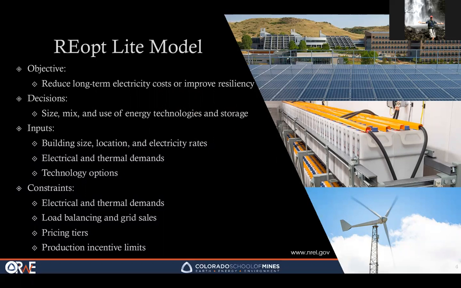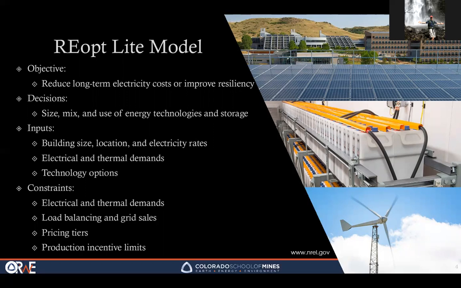The inputs of that model we talked about a little bit already, and there's a lot of constraints that go into the model. Just listing a few here are the electrical and thermal demands of your building, load balancing, different pricing tiers, both in purchasing electricity from the grid and if you have the ability to sell electricity to the grid, and production incentive limits, such as using certain sizes of photovoltaic cells.